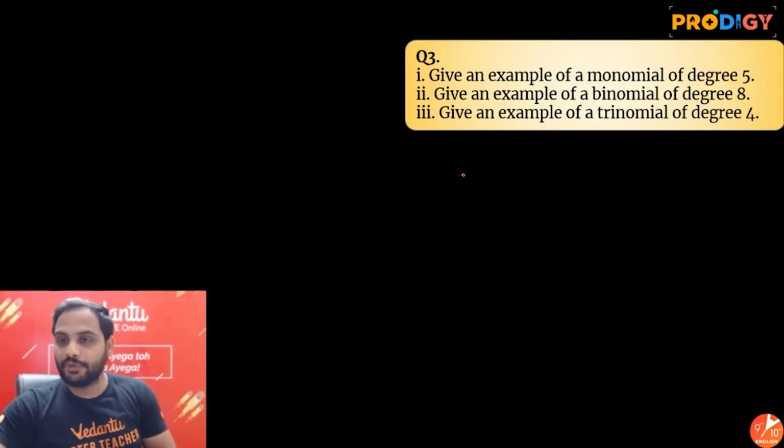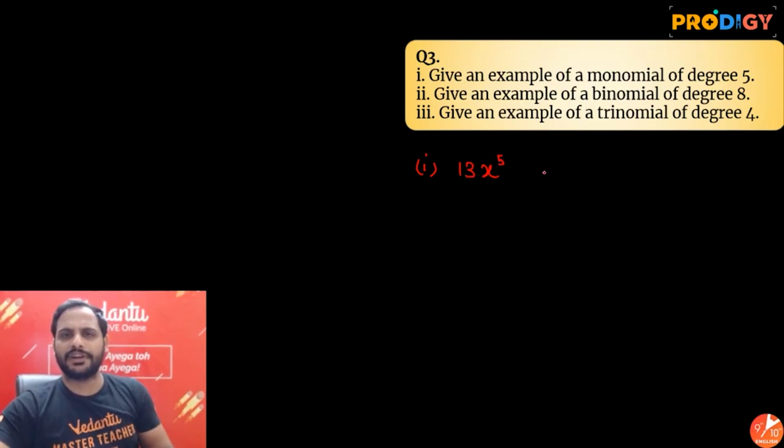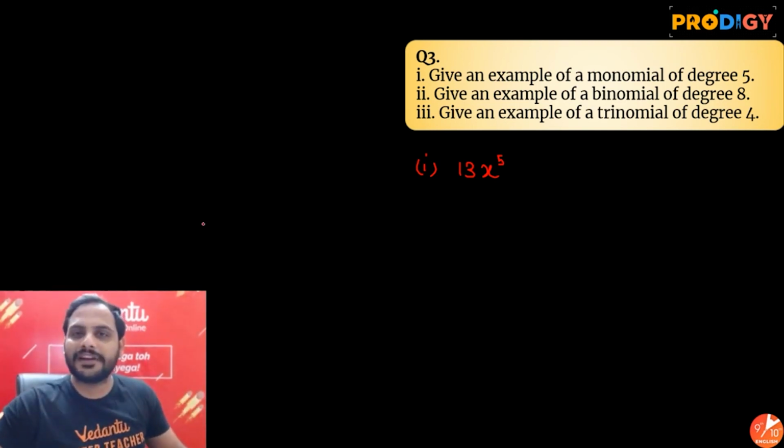Give an example of a monomial of degree 5. Monomial means only one term and degree 5. So let's say 13 into x raised to the power 5. One term only. Coefficients are not separate terms. For separation of terms, in between them there should be an addition or subtraction sign. Multiplication and division cannot separate two terms. Multiplication means multiply them, they will become a single term.